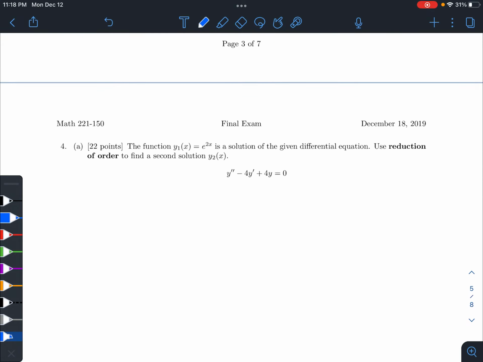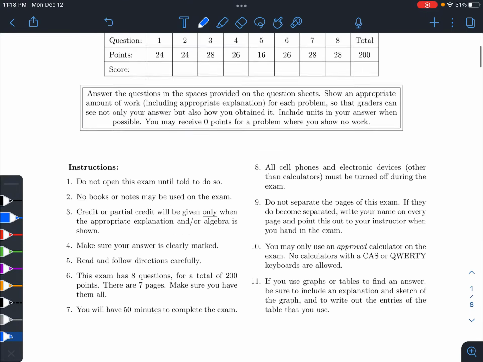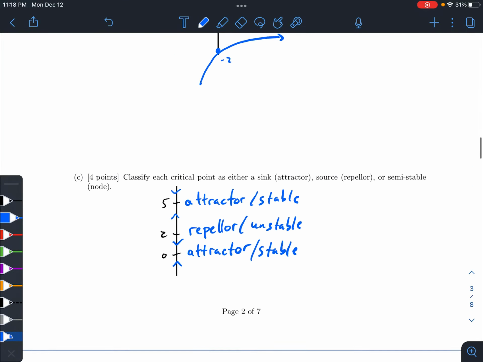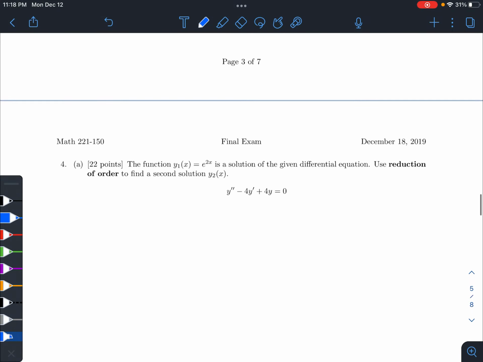All right. e to the 2x is a solution of the given differential equation. Use reduction of order to find a second solution, y sub 2. Oh my god, they didn't give the reduction of order formula. How dare they? I don't know the reduction of order formula.